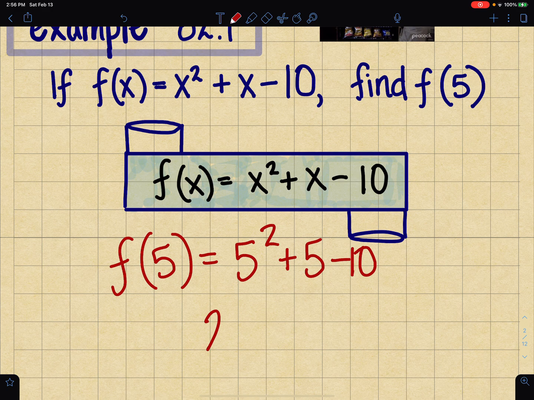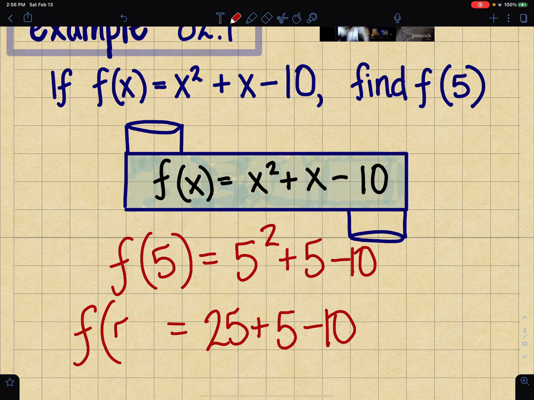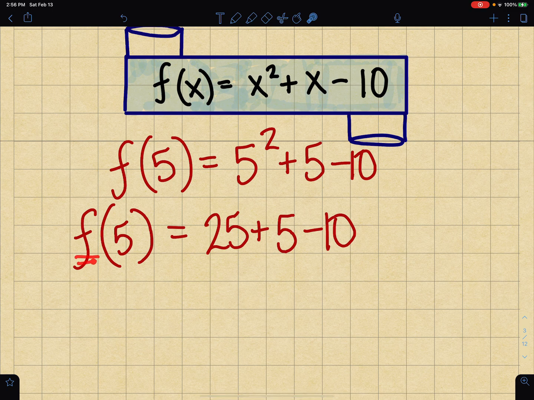So it's going to be 25 plus 5 minus 10. And you don't need to do anything with this other side. It's just telling you this is what you get with the function of 5. So you don't need to simplify that or get rid of it. This is not a variable. This is just saying f of 5 is that thing. Okay, so the thing that you get out of the function.